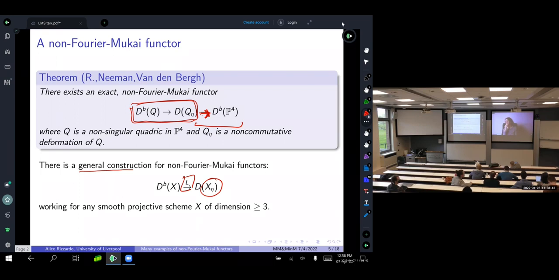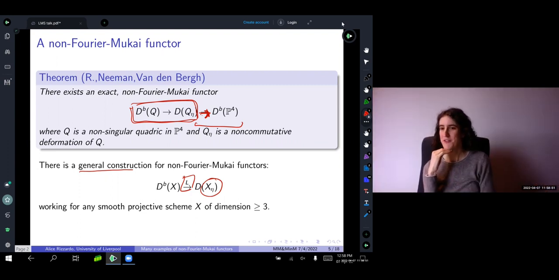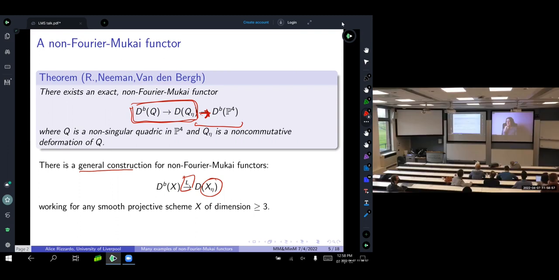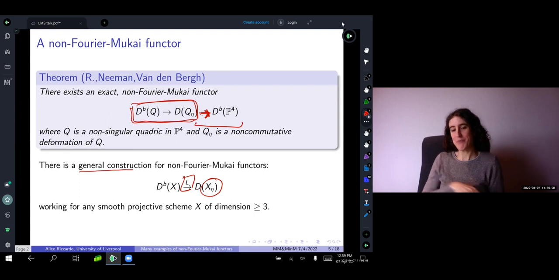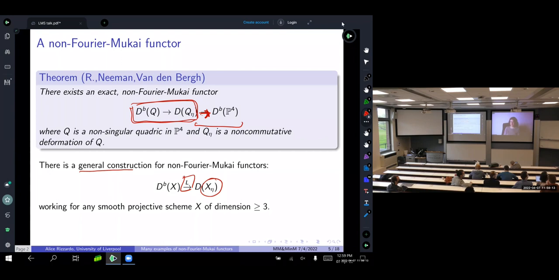So there's no theorem where you have an admissible subcategory, like DbQ as an admissible subcategory. Well, there's a conjecture of Kuznetsov that says if that's the case, then the functor is Fourier-Mukai. It is a conjecture, right? So I don't know. But presumably not. Okay, great. That answers my question. Thanks.